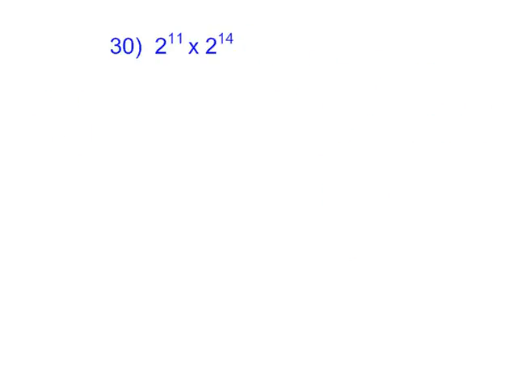For number 30, our directions say find the product. Write your answer using exponents. The rule that we're going to use is a to the n times a to the m is equal to a to the n plus m. So we're going to be adding our exponents when the bases are the same and both of them are multiplied. In this case, we've got 2 to the 11th times 2 to the 14th. That's going to give us 2 to the 25th power.